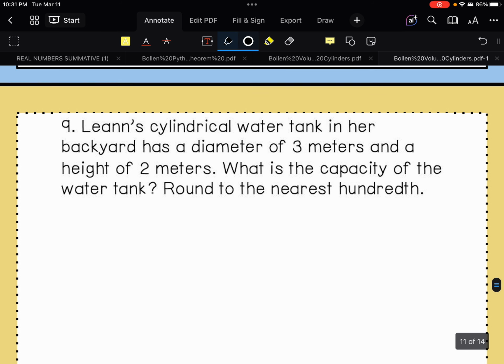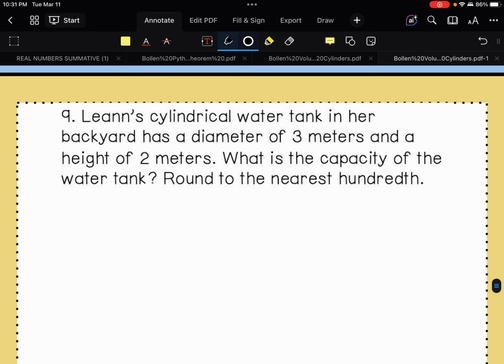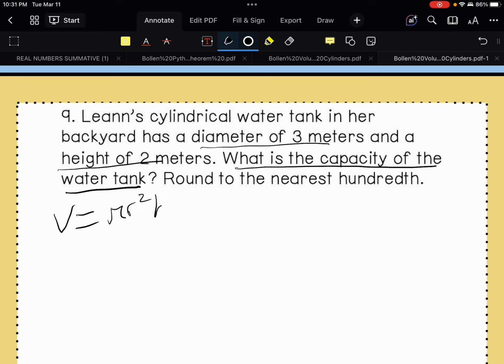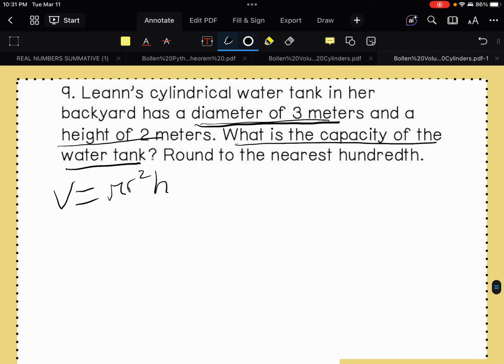So the next one is talking about Leanne's cylindrical water tank in her backyard. It has a diameter of 3 meters and a height of 2 meters. What is the capacity of her water tank? So this is just a regular volume problem. It's not even like a find the missing thing. You are just trying to find the volume of pi r squared times the height. Remember that this is the diameter, so you do have to divide that by 2. So I want you guys to go ahead and pause this and give this one a try.